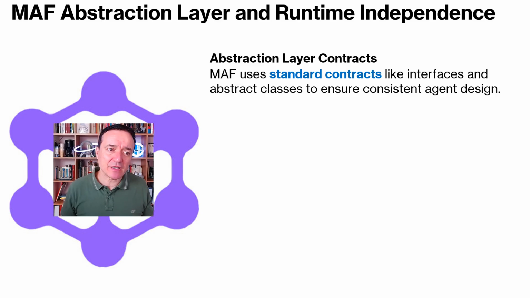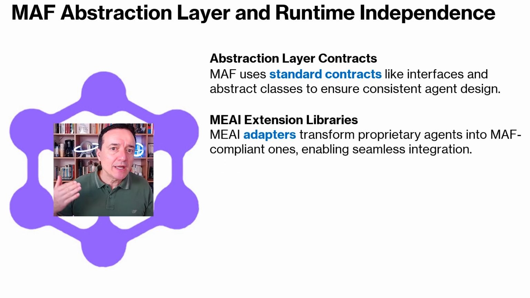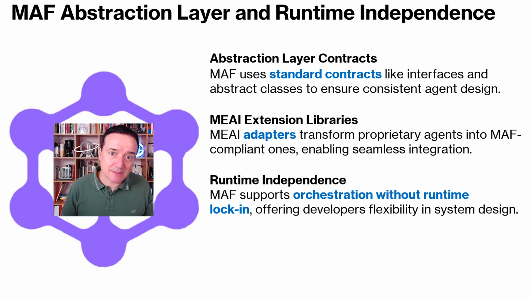It provides standard contracts, which are interfaces like IChatClient, and abstract classes like AIAgent that any provider can implement through their own extension libraries called MEAI, Microsoft Extensions AI. These libraries offer so-called adapters that transform proprietary objects like OpenAI agents into MAF agents. This way, agents adapted to MAF become interoperable and manageable without being locked into a specific runtime because they conform to public and documented interfaces.